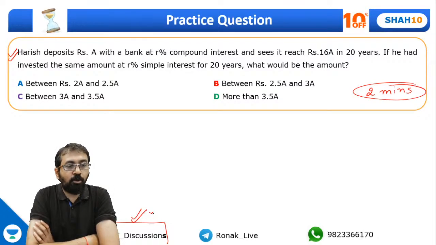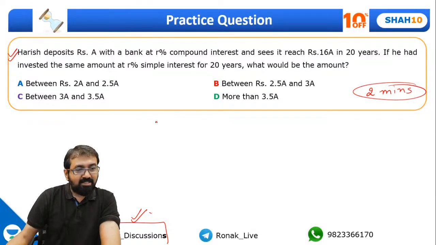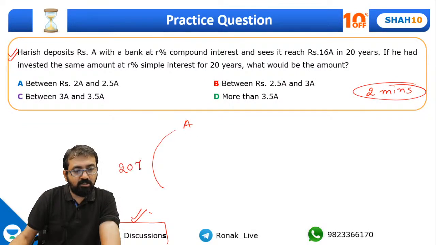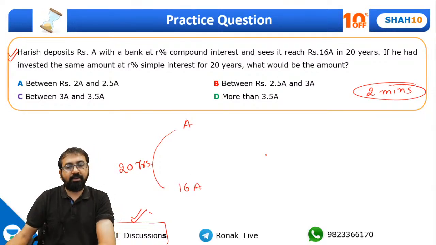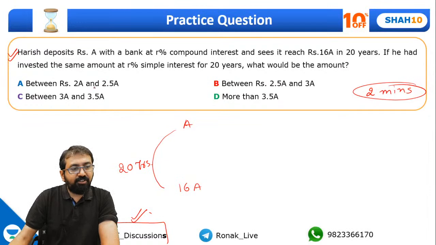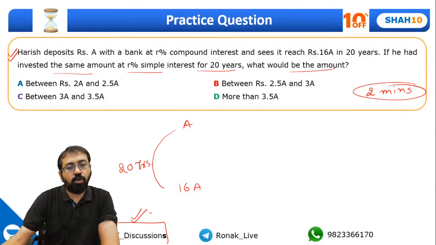So Harish deposits rupees A with a bank at R% compound interest and sees it reach rupees 16A in 20 years. Okay, guys, he invested A rupees and in 20 years it became 16A. If he had invested the same amount at R% simple interest for 20 years, what would be the amount?